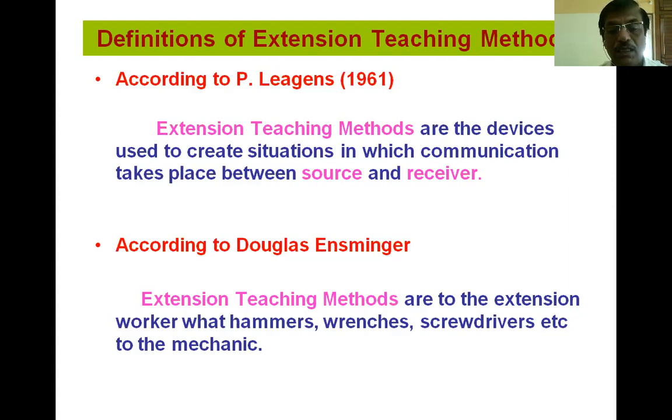Similarly, the extension teaching methods are the aids which are essential for the extension workers. For the mechanic, hammers, wrenches, screwdrivers are a must. Similarly, for the extension worker, extension teaching methods are a must for teaching the farmers.